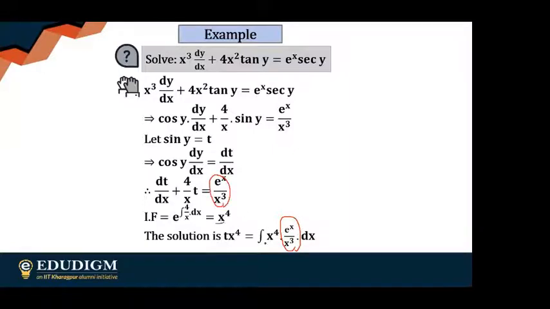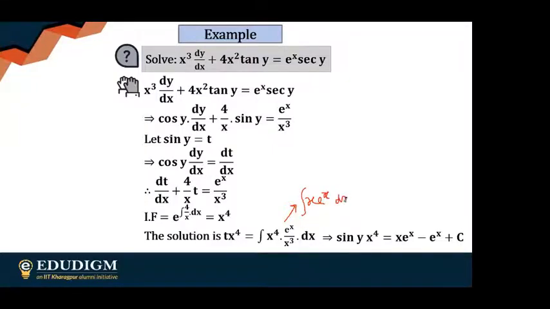This is the integrating factor. So this is what you have. So this is the integration you need to do. This is what you're going to get on integration, because this is going to give you x into e to the power x. Now this is very, very easy to integrate.